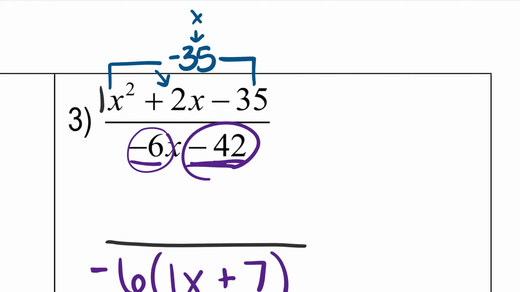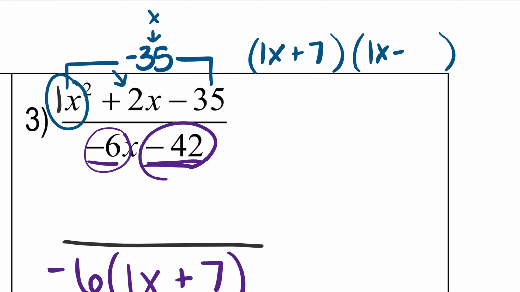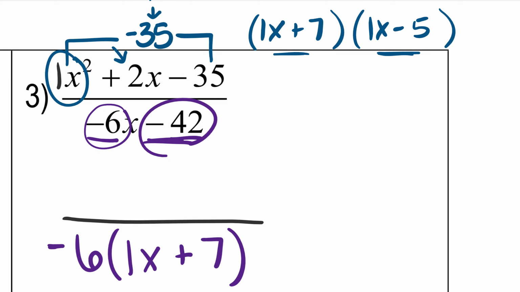Okay, so I would always do my 2 parentheses. I'm going to do it over here just in case we have to reduce. So you always start with your first x. So I have 1x, and then I said plus 7, and then I have 1x, and then minus 5. On this one, I cannot reduce 1 and 7. I cannot reduce 1 and negative 5. So because I can't reduce those, those are my 2 parentheses I'm going to write.